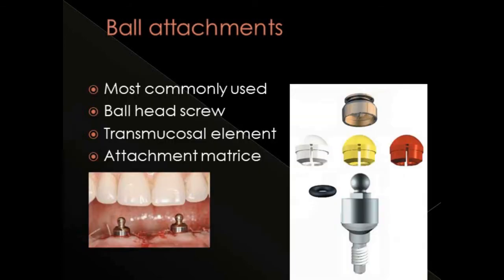Next one is the ball attachments, which are the most commonly used ones in overdenture cases. So here it consists of a ball head screw, a transmucosal element which is available in various collar heights of 0.5, 2 mm and 4 mm to accommodate for various soft tissue thickness, and also the attachment matrix. And here also there are plastic inserts which are usually color coded, white, yellow and red ones, and depending upon their color is their retention value.